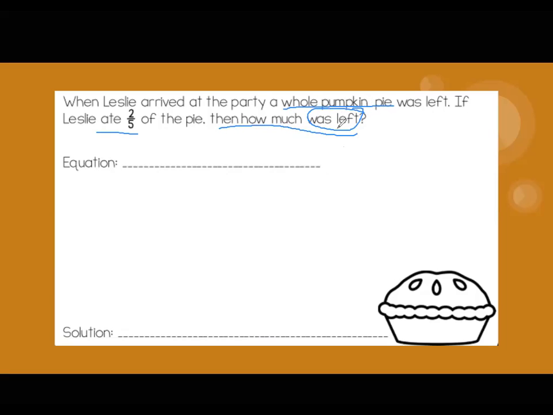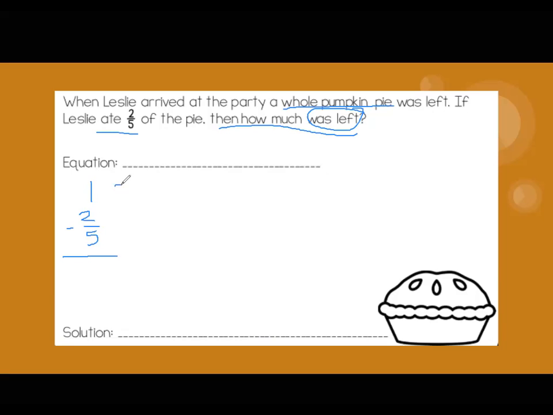So, but when I look back at the problem, I only see one fraction. But I did underline this important information, a whole pumpkin pie. So we're taking one whole and then we are subtracting the 2/5 from that because that's how much Leslie ate. I want to take this one whole though, and I want to write it as a fraction so that way it'll be easier to subtract my two fractions.